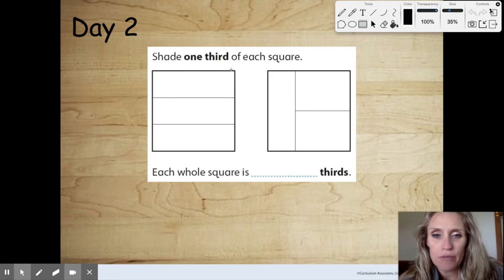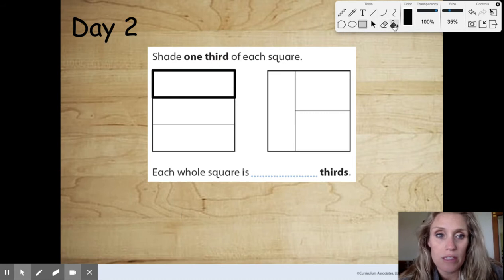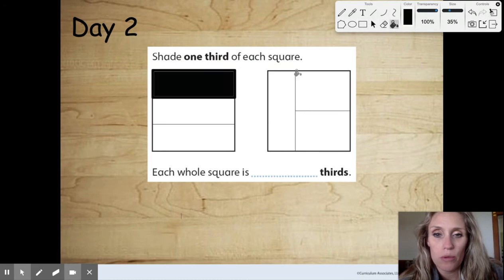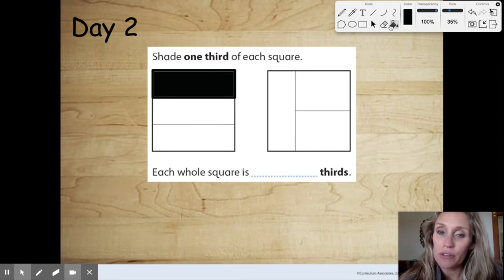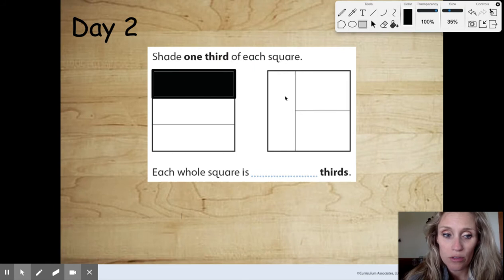If I look at my first one, I see that it is broken up into 3 different parts. The problem is asking me to only shade 1/3, so I only need to shade one of those. Let me see if I can fill it with a color here. There we go. Hopefully on your first one, yours looks like mine, where I just shaded one of the 3 sections of that square.